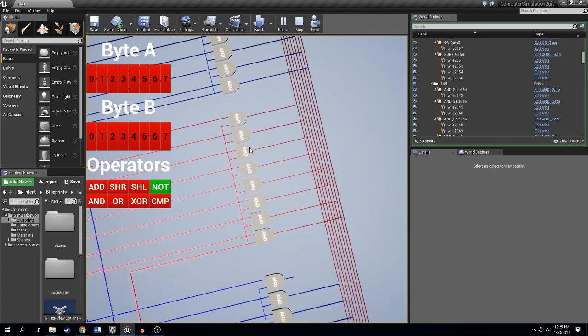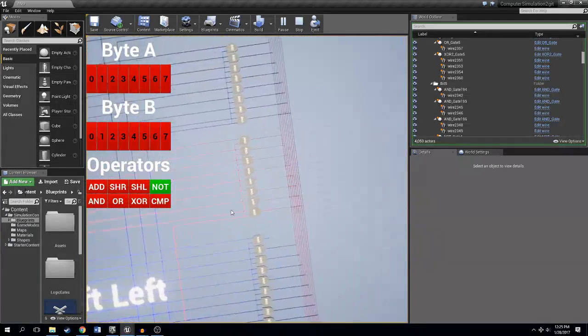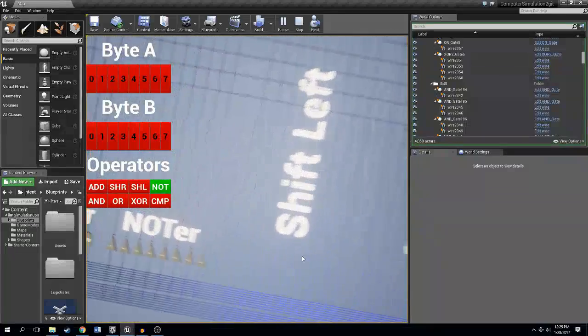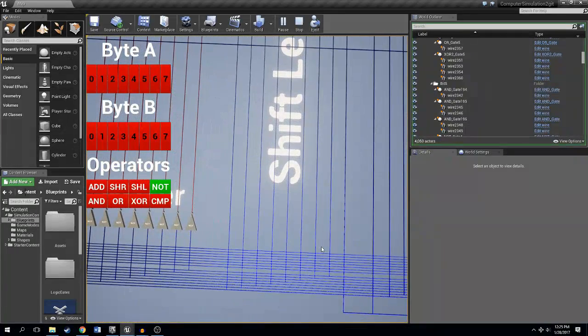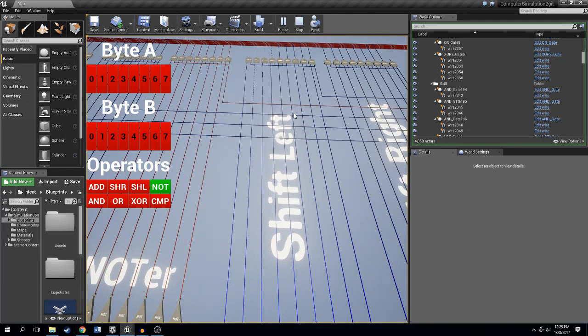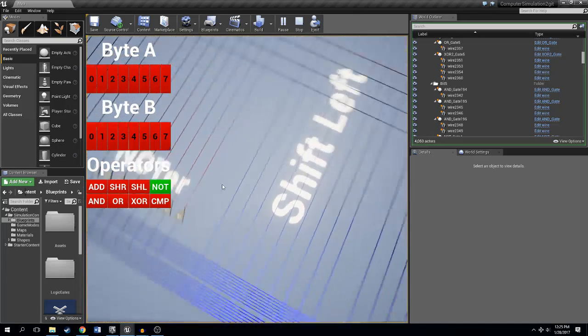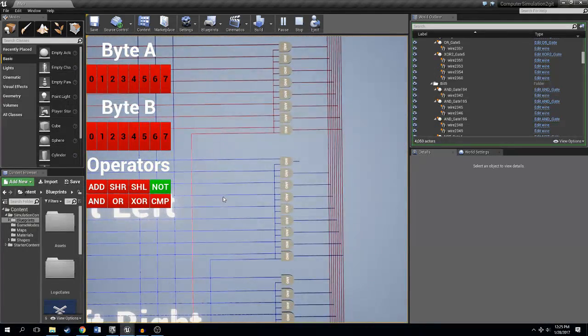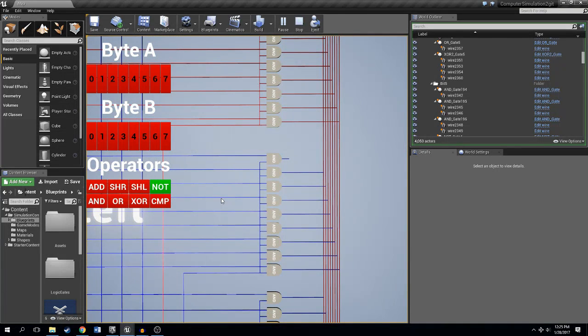So now let's go on to the shift operations. You have your shift left and your shift right. If you've ever done any binary math, shifting left is like multiplying by 2. Or, put another way, you're adding a 0 onto the right side of it and bumping everything up 1 to the left.